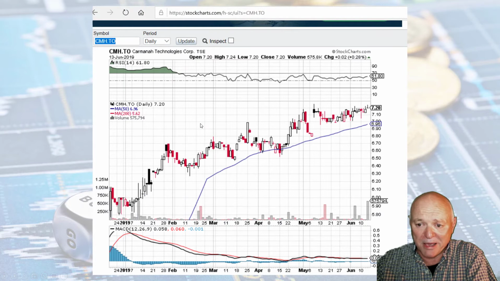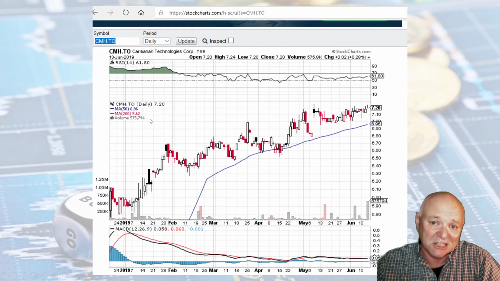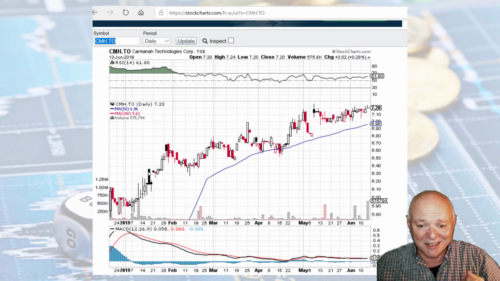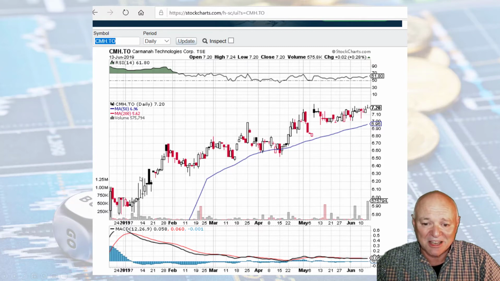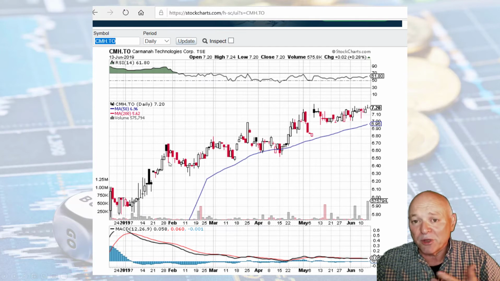Here's an example for Carmana Technologies, and now you can see that not only have we got solid and hollow squares, and we've got the wicks on both the top and the bottom as before, but we also have got red and black.